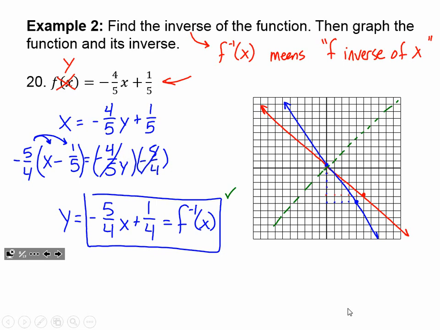Another nice way to check is in the calculator, you can type the original function in as y1, and then you can type in your inverse function as y2, and that will graph it with much more precision. You can see that symmetry a lot better.